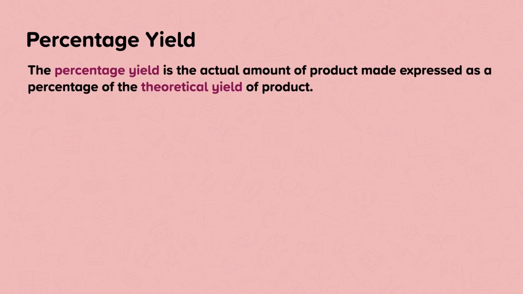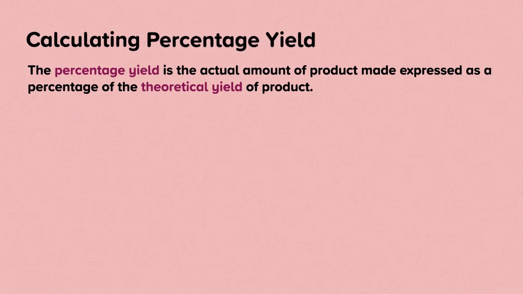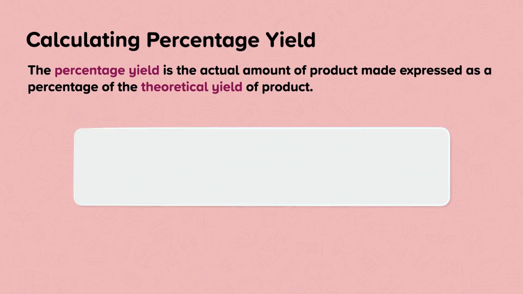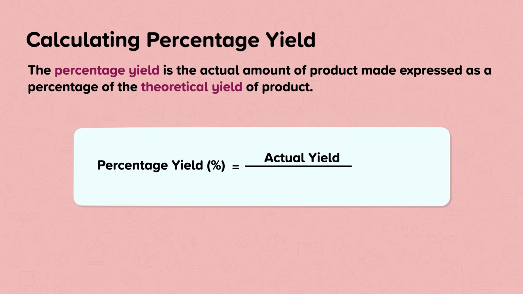The percentage yield is the actual amount of product made expressed as a percentage of the theoretical yield of product. The percentage yield can be calculated using the equation percentage yield equals actual yield divided by theoretical yield multiplied by 100. Let's look at some examples of questions where the percentage yield is calculated.